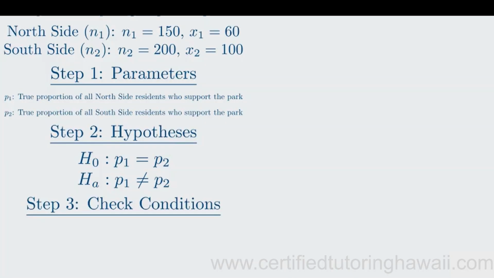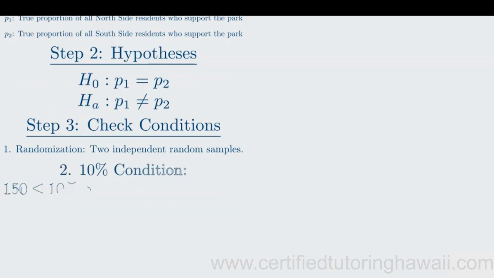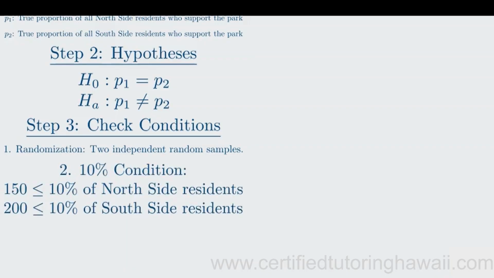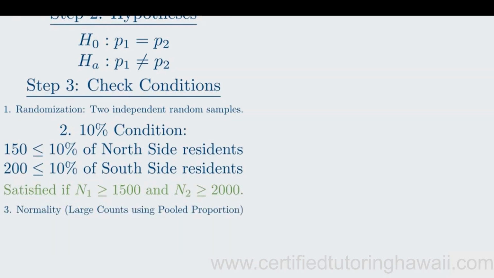Step 3. Check the conditions. For the north side, we need a random sample of 150 residents. For the south side, a separate random sample of 200 residents. We must state that these two samples are independent of each other. Next is the 10% condition. We check if 150 is less than or equal to 10% of north side residents and if 200 is less than or equal to 10% for the south side. Assuming there are at least 1,500 residents on the north side and 2,000 on the south side, this condition is satisfied. Finally, we check the normality condition using the pooled proportion, p hat C.